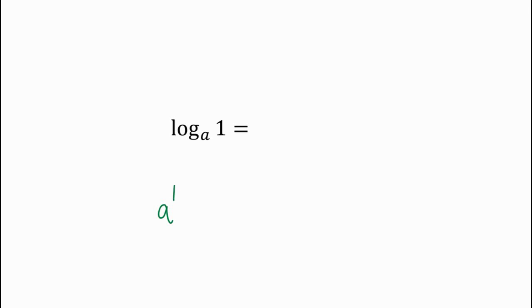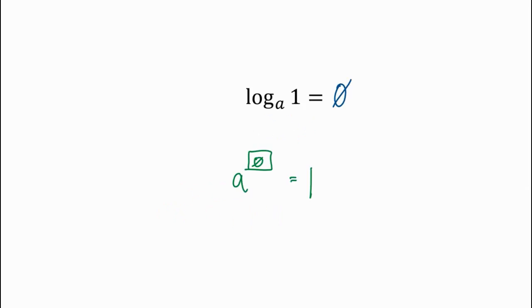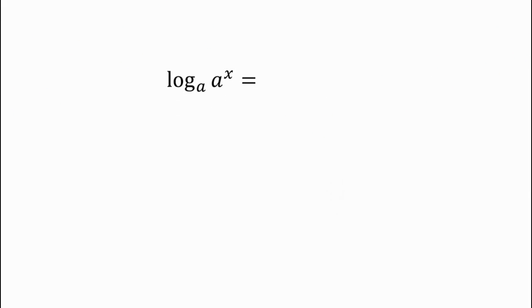So a to the something equals 1. What is that something? Yeah? 0. A to the 0 is 1. That means log base a of 1 must equal 0. Again, you can go ahead and check that on your calculator. Pick any base you want. Log base 10 of 1, and you should get 0. Otherwise, your calculator is broken.